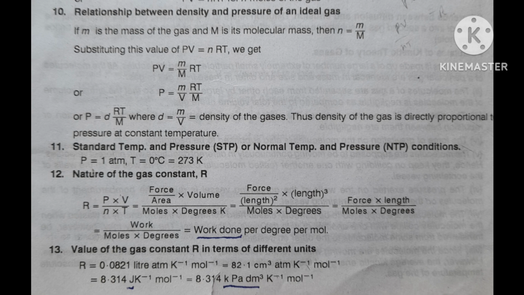From PV is equal to nRT, you can get the expression for R. R is equal to PV divided by nT, where capital R is the gas constant, also called the universal gas constant. P is pressure, V is the volume, and n is the number of moles. Pressure is written as force divided by area.